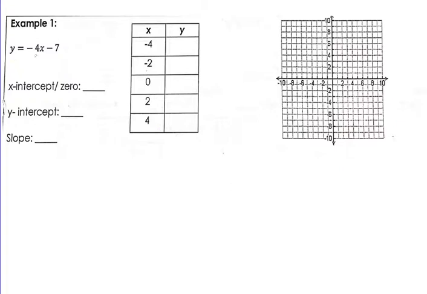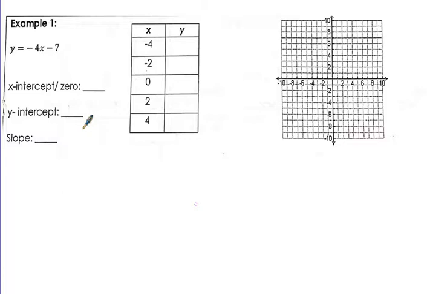So type this y equals negative 4x minus 7 into your calculator. Go to menu, table, and then it will bring up the table, and then you'll just figure out if, for instance, our first point, if x is negative 4, what is the y value? We can also do it by hand, which I'm going to do, and then we're going to graph.